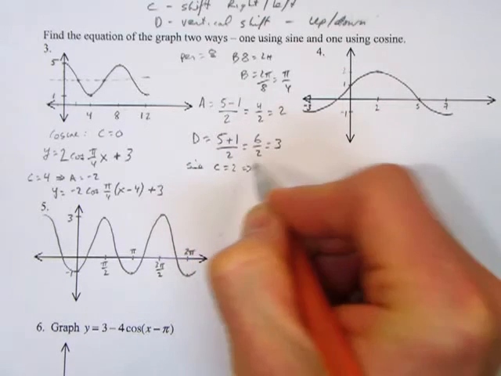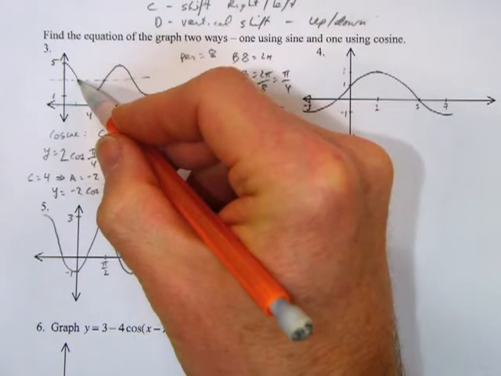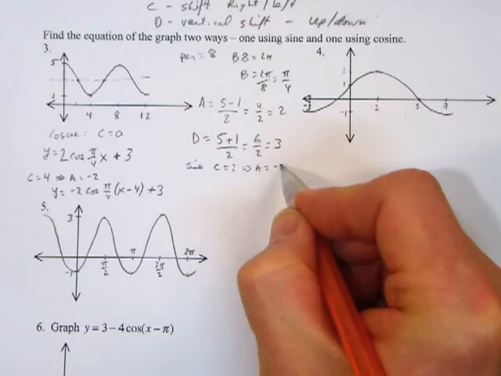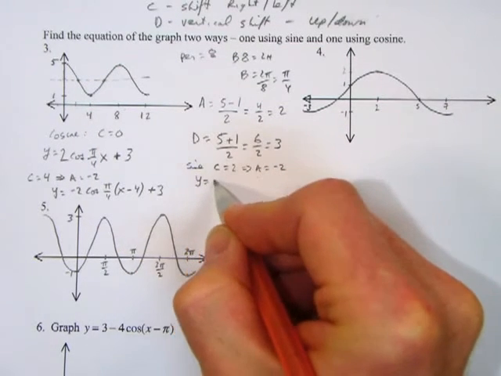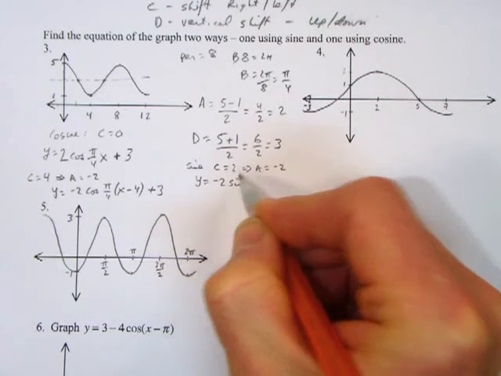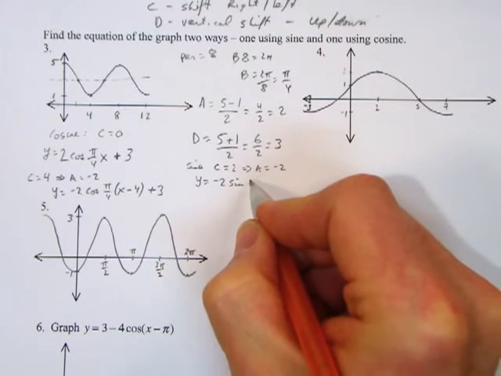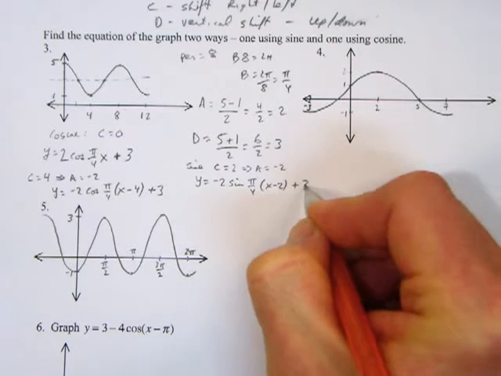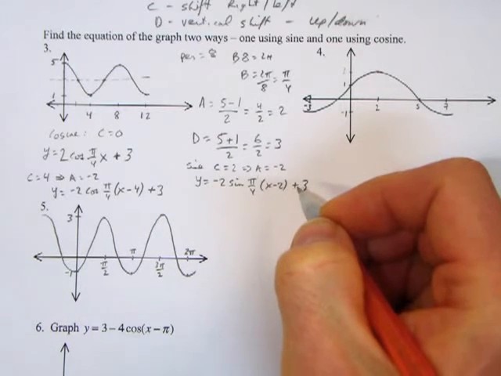But if C is 2, where does sine normally go? From our midline, it goes up. But this one goes down. So that means A is negative 2. So y equals negative 2 sine of, we still have our B is the same, pi over 4. We're going to shift it 2 units right, and our D has to be the same as well.